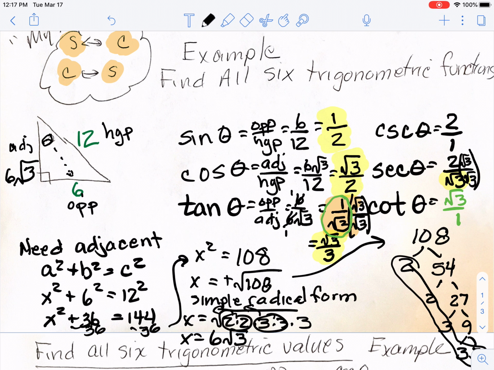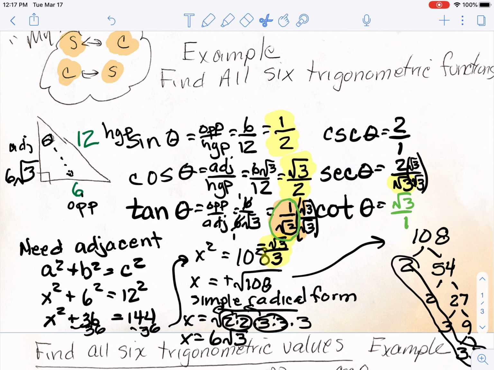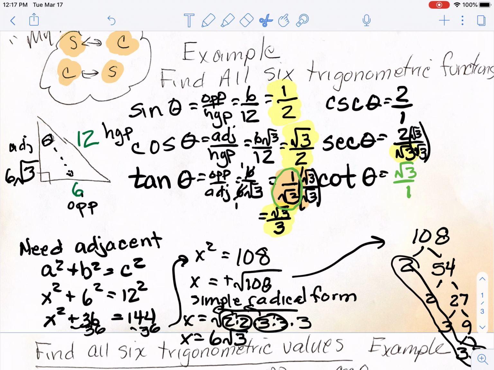And I'm out of space. I don't know if I can move this anymore. Let's see if I can do a magic trick here. Take all of this stuff. I can move it over a little bit. Oops, maybe right there. Okay, so now I can rationalize the, where were we?